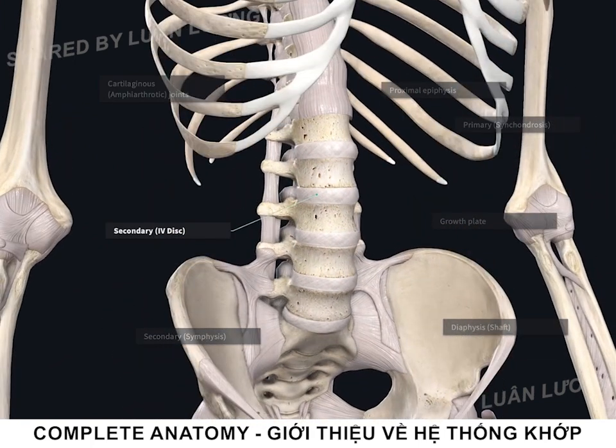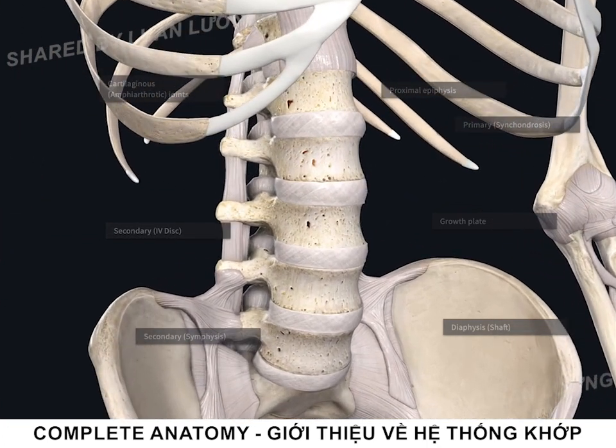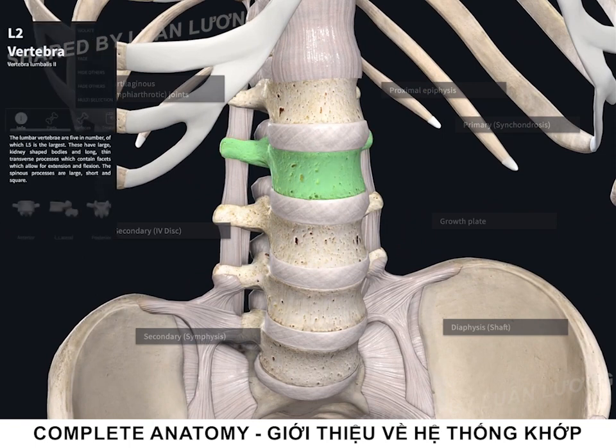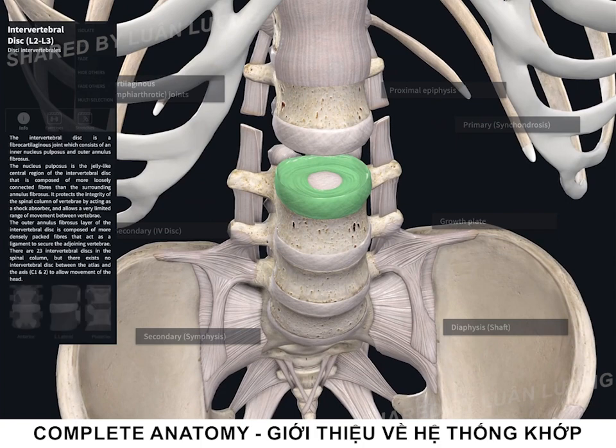The other type of a secondary cartilaginous joint is going to be at the intervertebral discs. And what we're going to see here is that the vertebrae are going to be attached to one another by these fibrocartilage pads known as intervertebral discs.